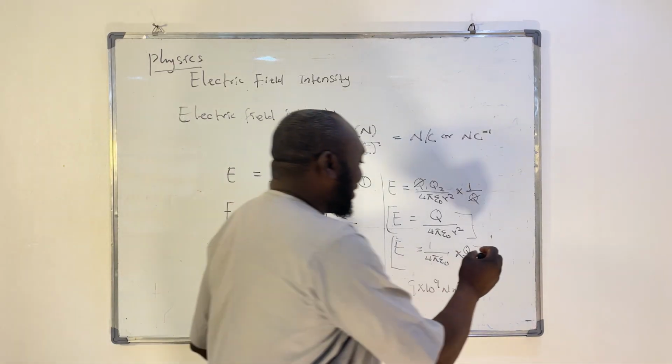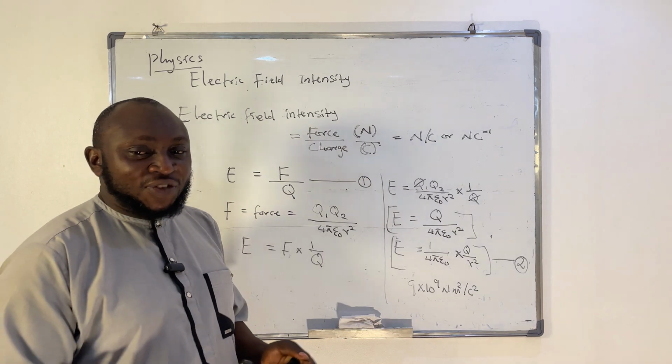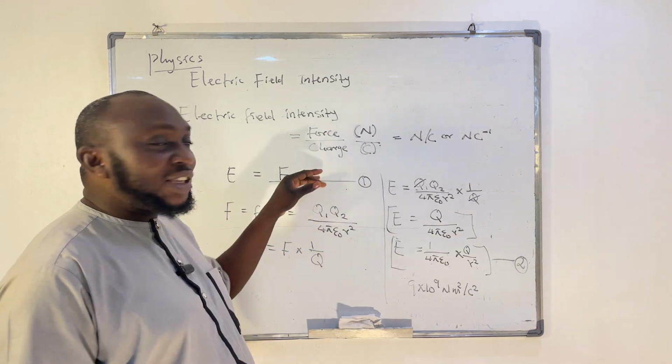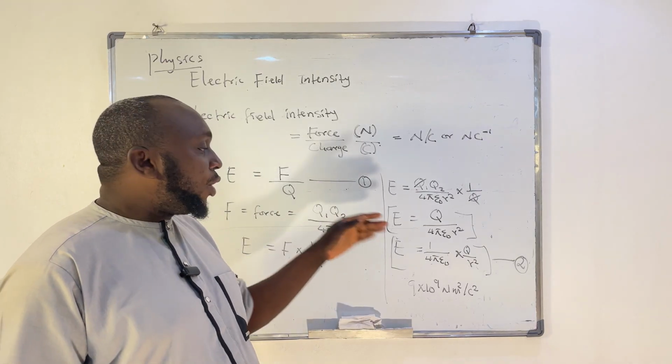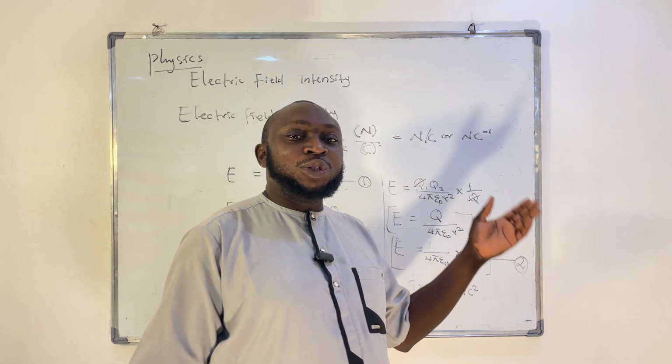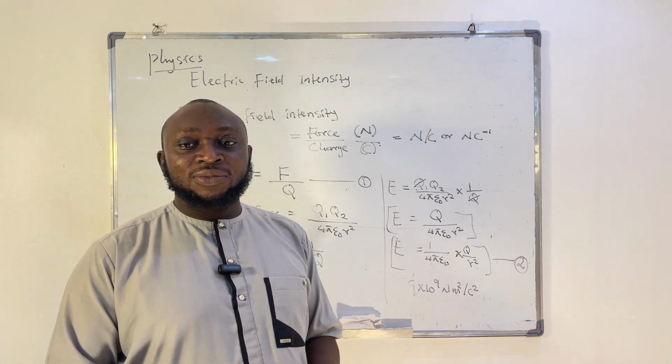So we have two basic formulas to solve for electric field intensity. We use the first one for a given force and charge, while we use the second formula for a given charge and the distance between the two points.